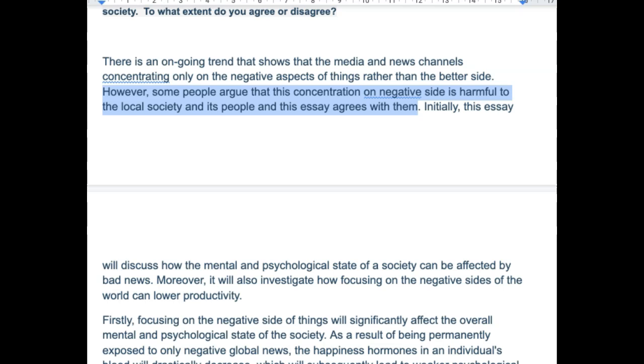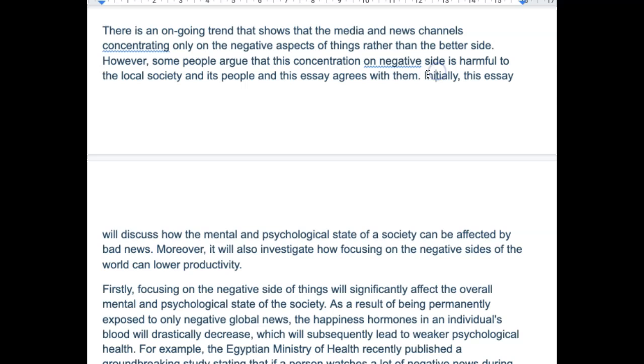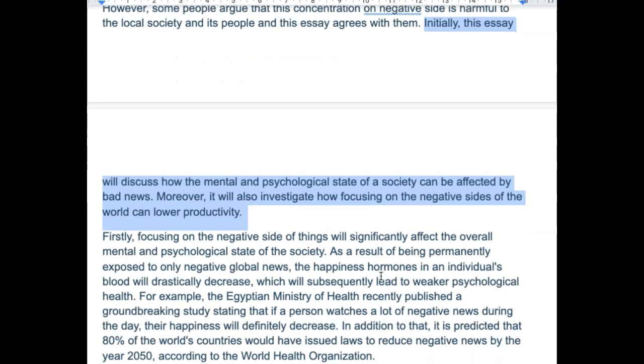Initially, this essay, we've got a bit of redundancy here. You've already told me the side of this essay. And now you're saying, okay, so this would probably need rephrasing as well. This essay will discuss how the mental, I would have just gone to the reasons for this are the mental and psychological state of society. Okay, full stop.